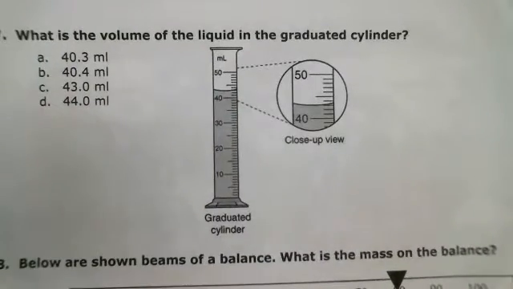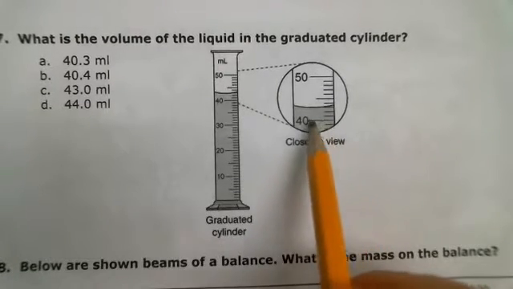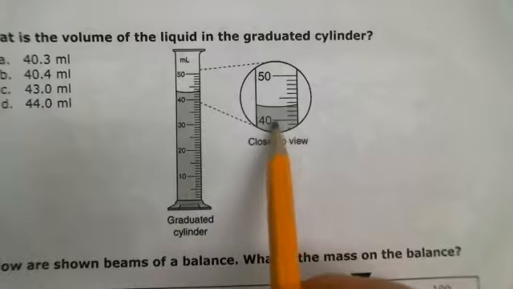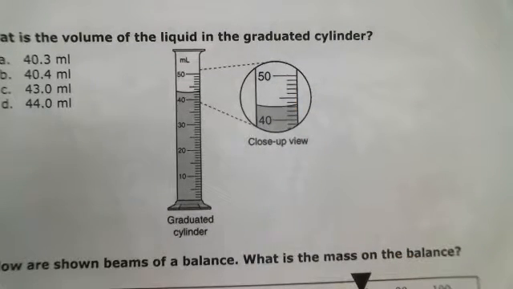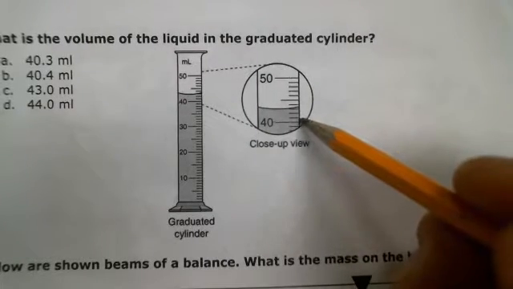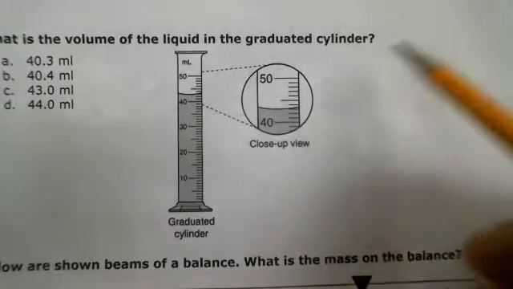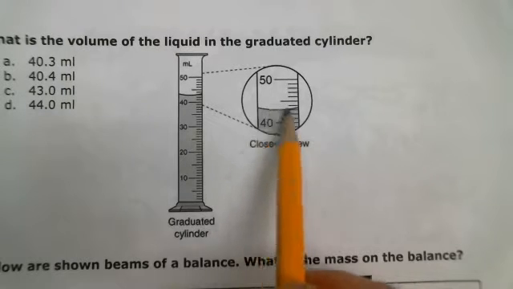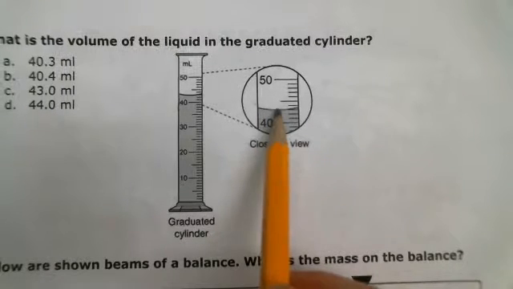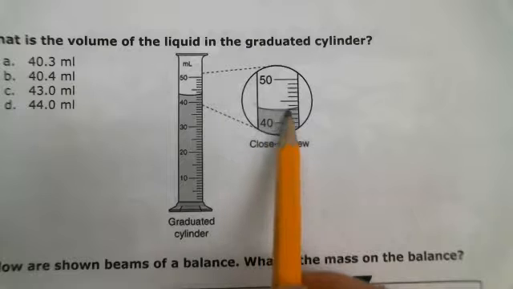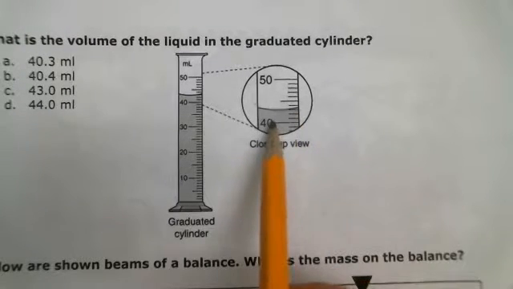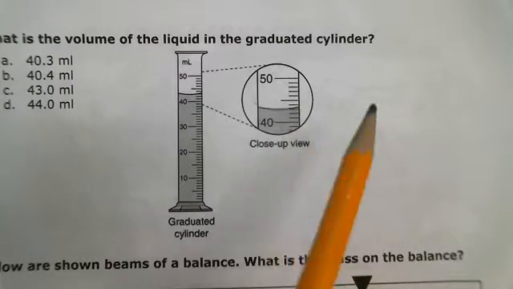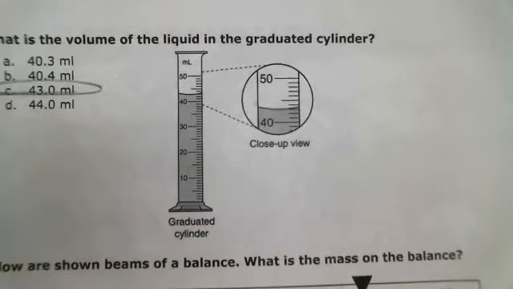Number 7. What's the volume of the liquid in the graduated cylinder? So looking at this, we have 10 tick marks from the 40 to the 50. So each tick mark must represent an individual 1 milliliter. And we read the bottom of the meniscus, the U-shaped thing here, the bottom lowest level of the liquid, and that's the 3rd tick mark up. So it's going to be 40 plus 3 more tick marks, 43.